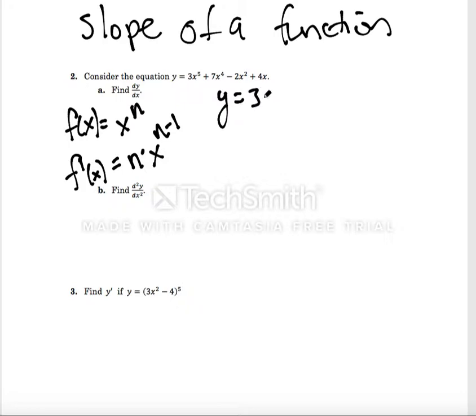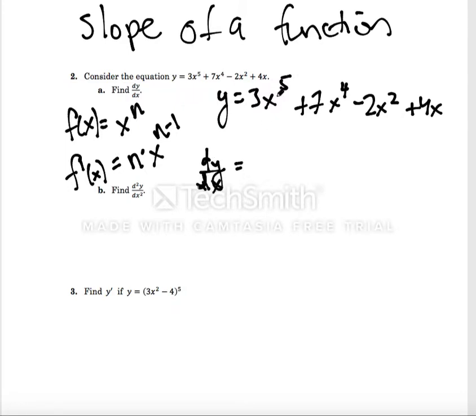So we have y equals 3x to the 5th plus 7x to the 4th minus 2x squared plus 4x. My first term, if I want to find dy/dx, is taking this 5 and making it a coefficient, so I would have 5 times 3, and taking my power and reducing it by 1, so 5 becomes a 4. Similarly, for the second term, 4 makes a coefficient, times 7 times x, now raised to the third.